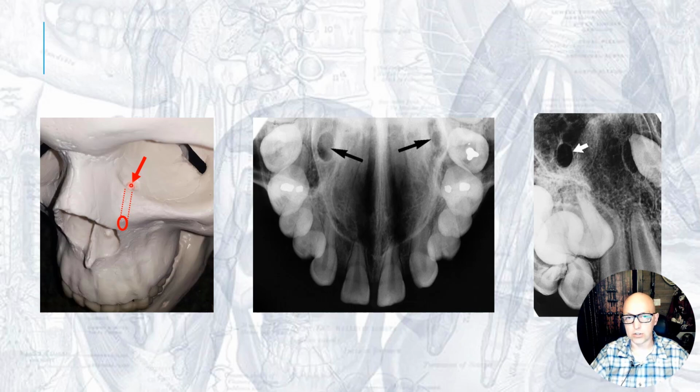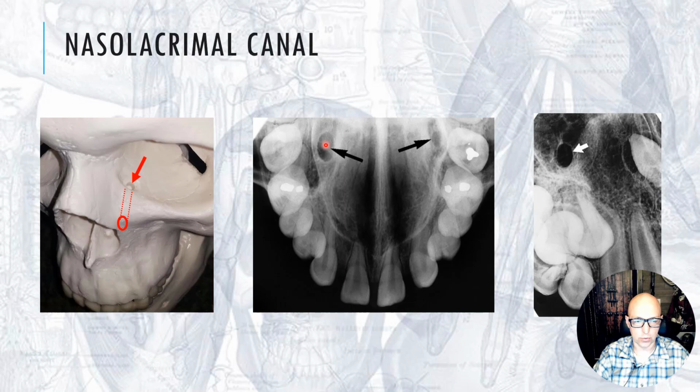Nasolacrimal, so it drains the tears into the nasal cavity. And you can imagine if you take something steep enough, that'll project that over that part of the palate where you can see it in an occlusal radiograph, or in some cases in a periapical radiograph. Although, as I said, that is somewhat rare.